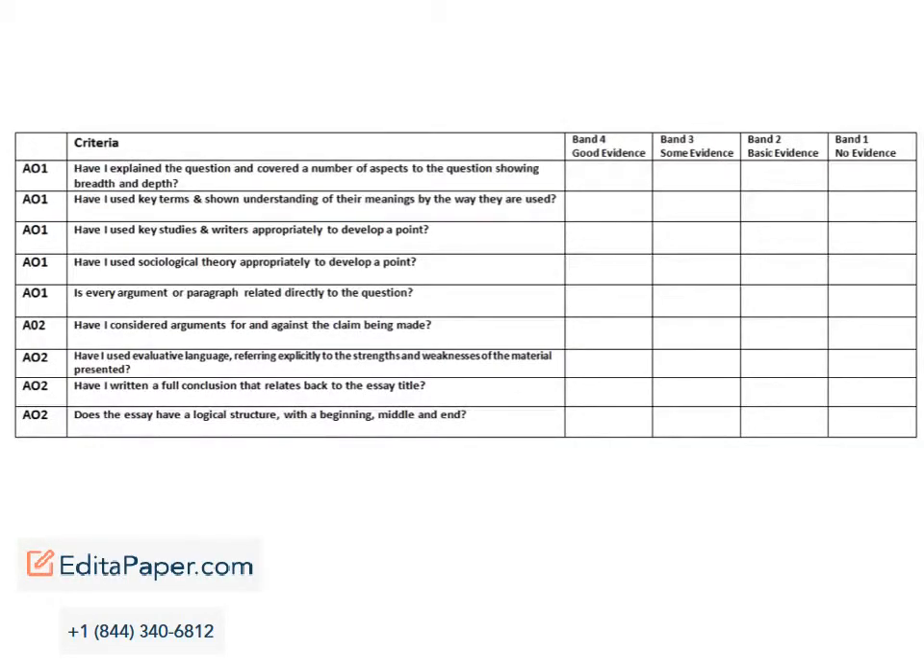Number 5 is to always think about the structure of your essay and to do a plan, making sure that you demonstrate good writing skills. And number 6 is to keep an eye on the clock to make sure that you stay on top of your time management.